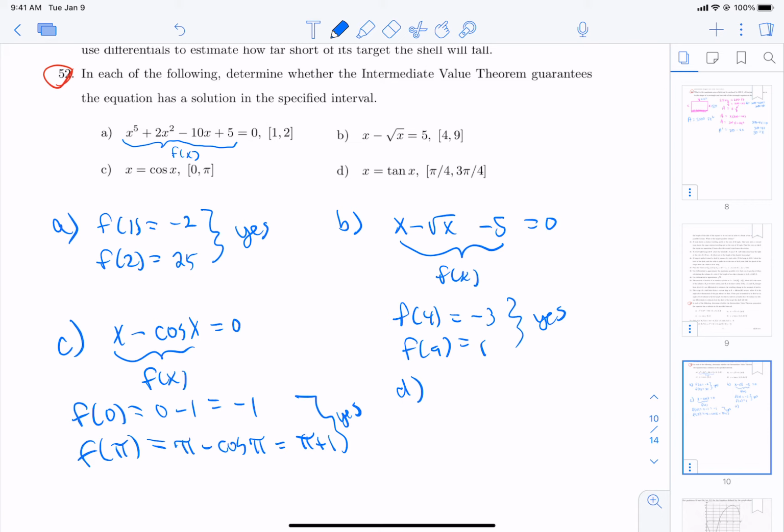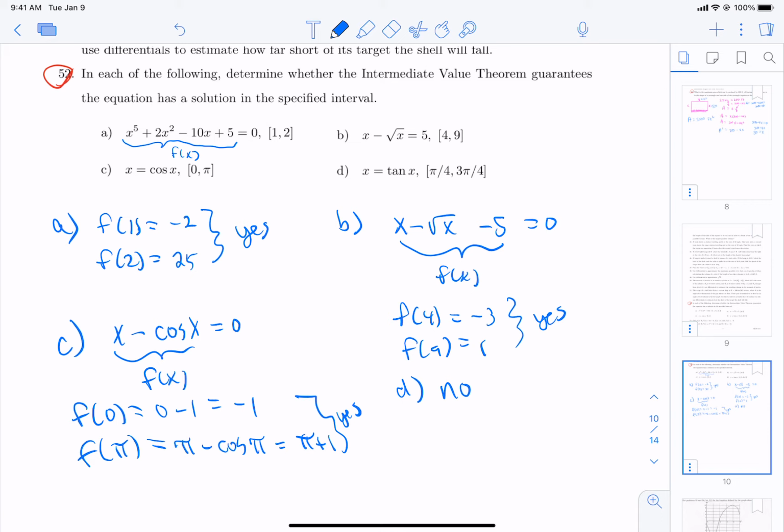D. The tangent has a gap. But where is the tangent undefined? Well, the tangent is undefined where the cosine is equal to 0, which is pi over 2. Is pi over 2 between pi over 4 and 3 pi over 4? Yeah. So this would be a no right off the bat, because I don't even have to try it. It is not a continuous function because tangent of pi over 2 is the problem. So that would be a no.